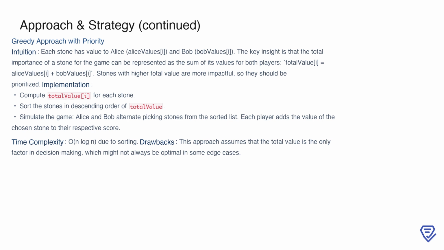This approach reduces the time complexity to O(n log n), due to the sorting step. However, it assumes that the total value is the sole determinant of a stone's importance, which might not always capture the nuances of the game, especially in certain edge cases where player-specific priorities differ significantly.